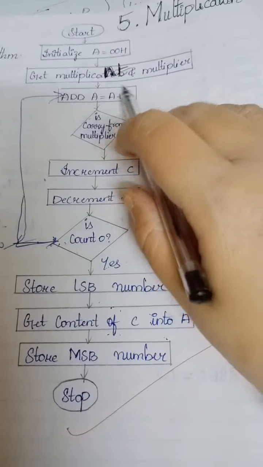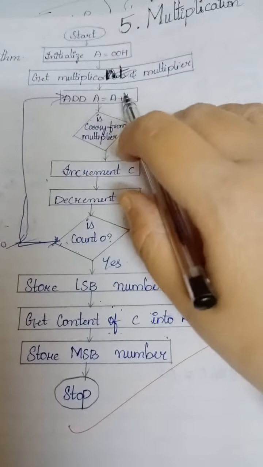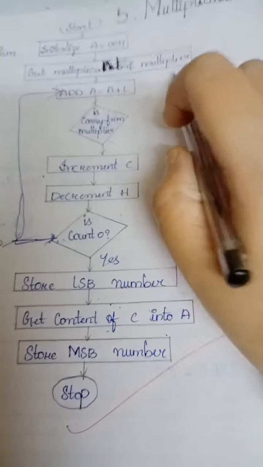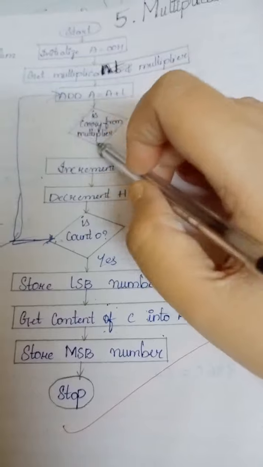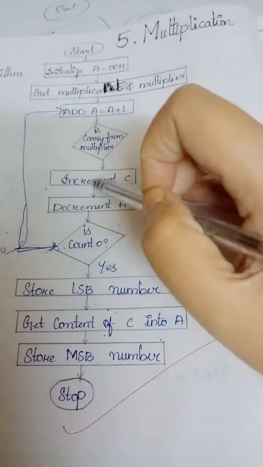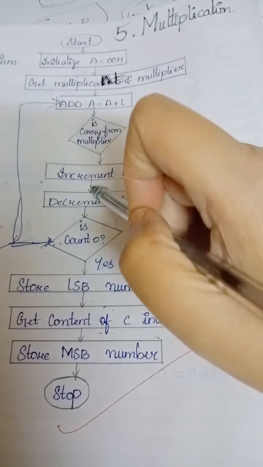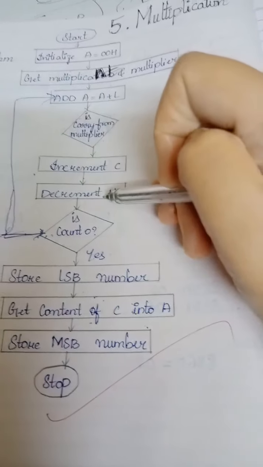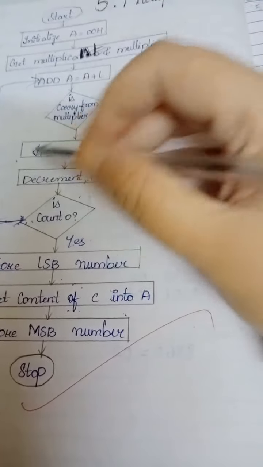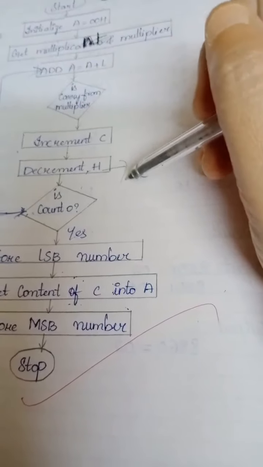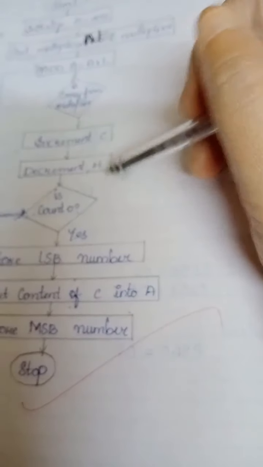In L what you are having? You are having the number, and in H you are having what? Count. Is there a carry from the multiplier? If there is any carry in the multiplier, what you will do? You will increment the C register by 1, and after adding you will decrement the count, because count is in H. Okay, on first memory location it will be in H.